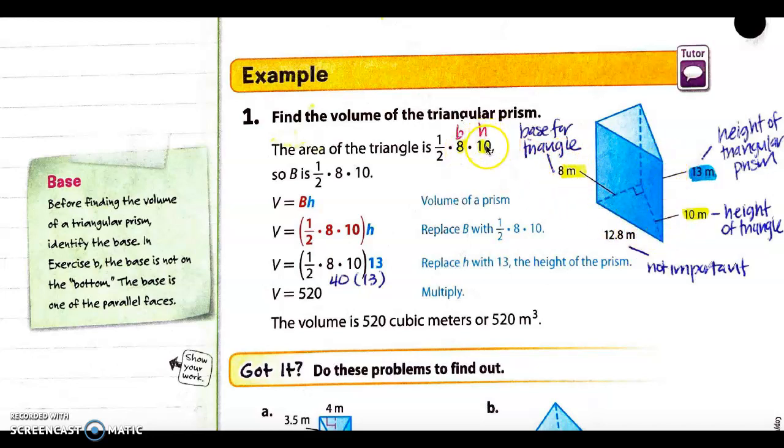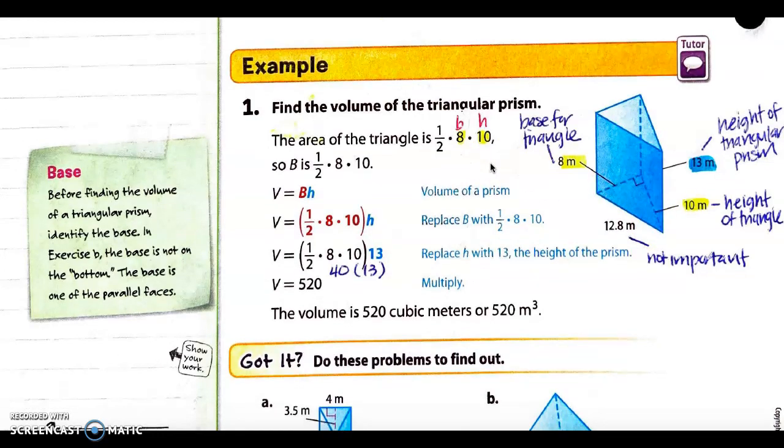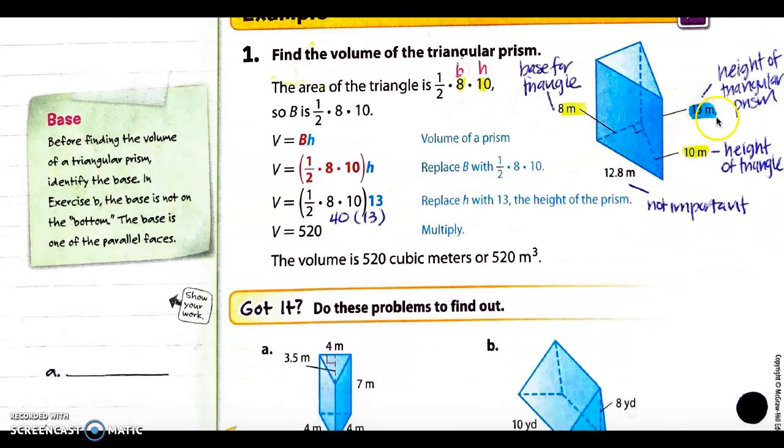I've highlighted in yellow to represent that this right here is the height of the triangle. So if you just focus on this shape and forget about everything else, you'll notice that this is a triangle, right? And you're doing exactly what you've done in chapter 9, which is 1/2 base times height, okay? And then all you need to do is just multiply the 13 afterwards.